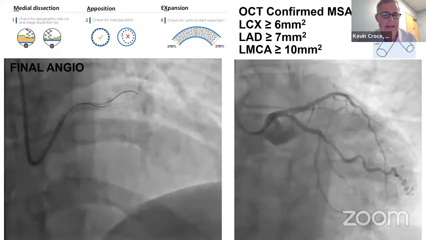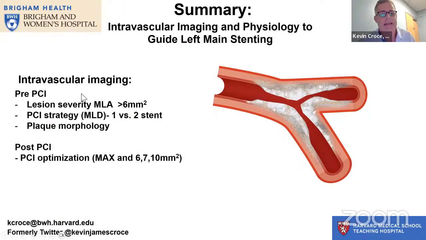Any thoughts or comments on that? I have one just sort of quick summary slide. Intravascular imaging for left main PCI, lesion severity. You can consider MLA greater than 6 as a place to defer, but often it's good to add physiology to that, in conversations we don't have time for tonight.